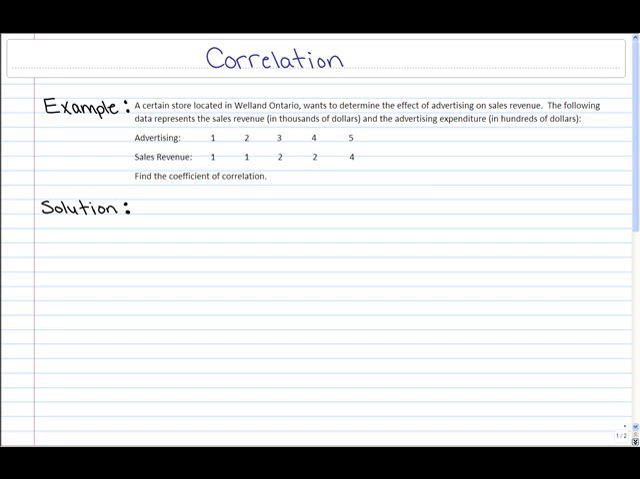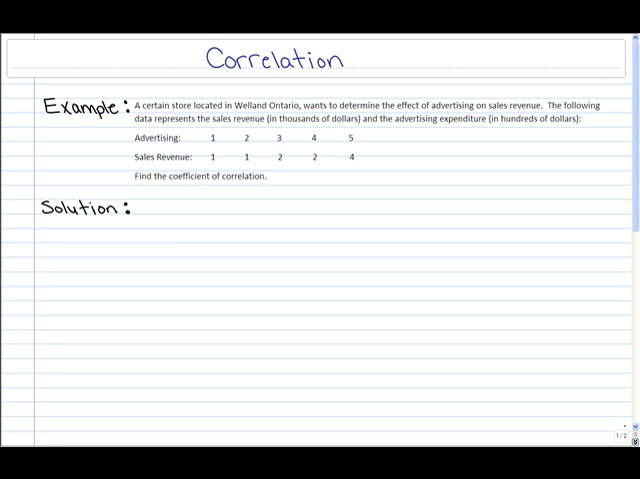In this video, we're going to be taking a look at correlation between a set of bivariate data. Now again, a set of bivariate data is just simply measurements based on two different sets of variables. So here in this application, our first variable is advertising and the second variable here is sales revenue. Now we want to find the correlation between those two variables.